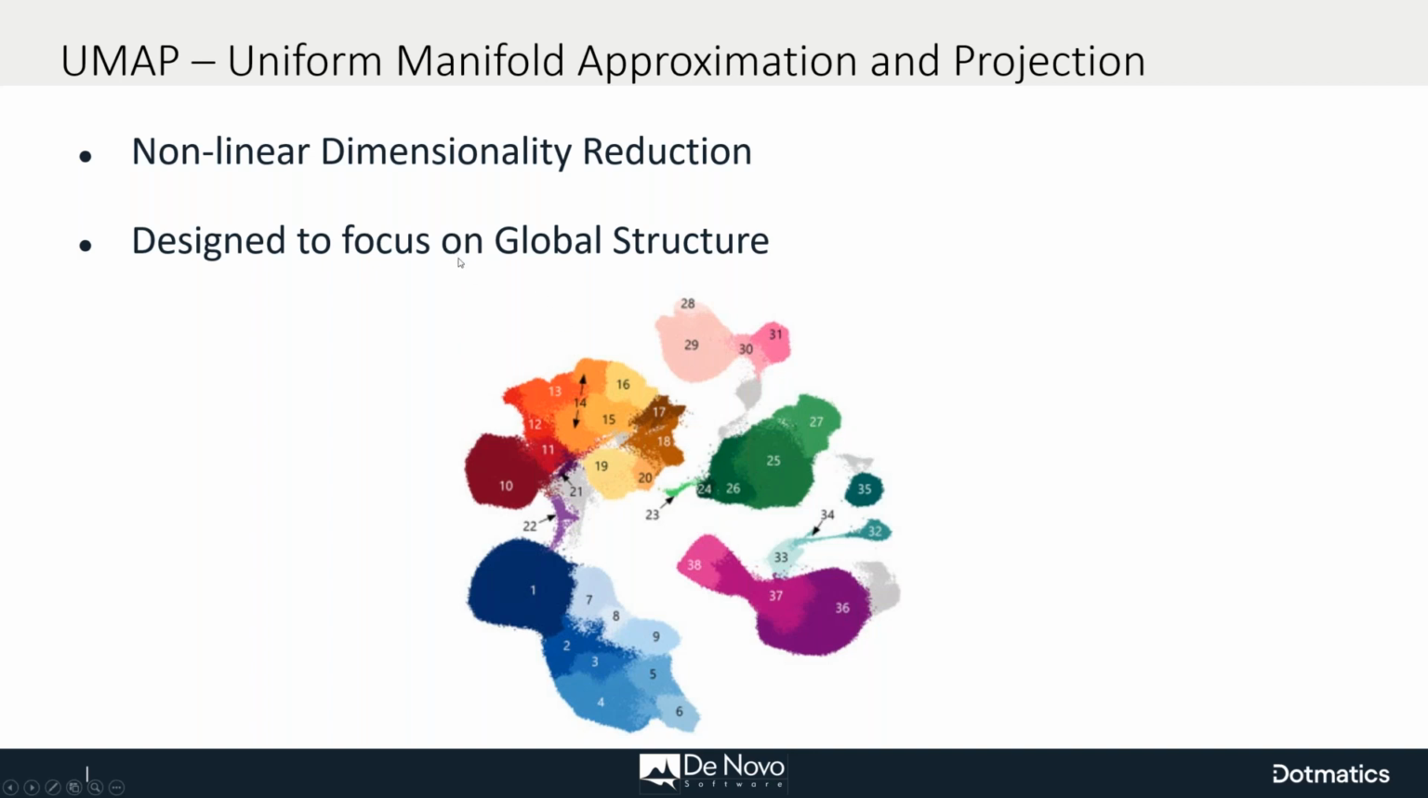Another attribute of UMAP is that it's designed to focus more on global structure than on local structure. What I mean by that is UMAP's goal is to give you a clean visualization or representation of your events, and to separate the different cell subsets basically as far apart as they can get. But it sacrifices a little bit of separation inside of these subsets.